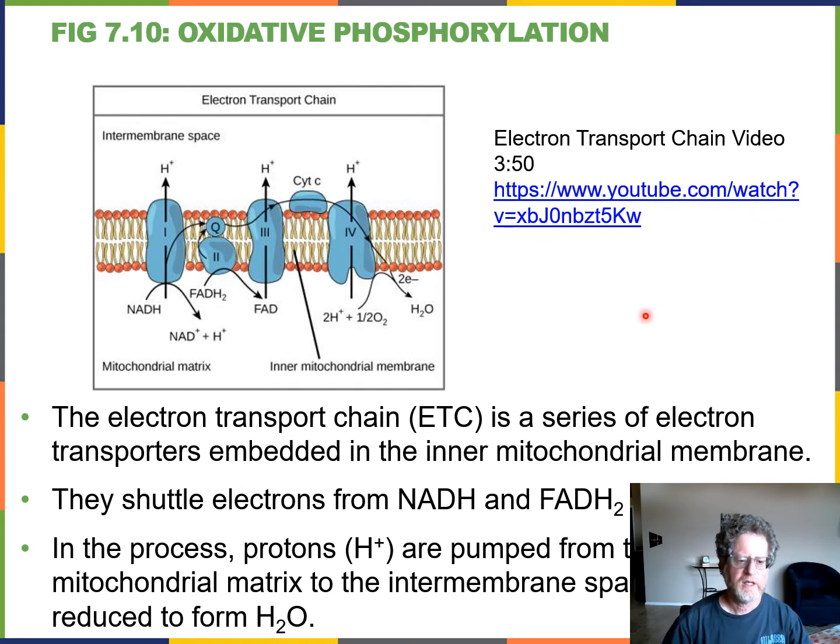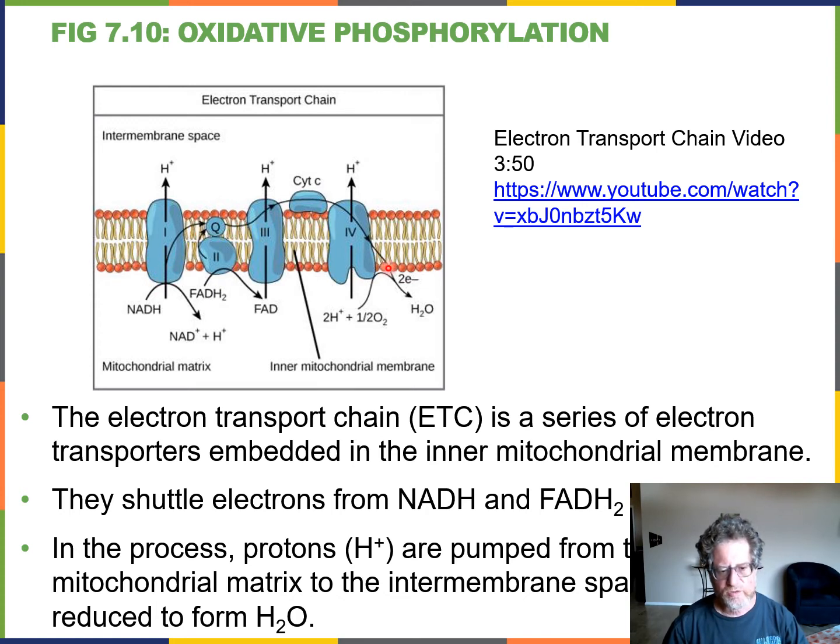Okay, so this is the inner mitochondrial membrane. Inside of it is the mitochondrial matrix. Outside of it is the intermembrane space, the space between the inner membrane and the outer membrane, which is up here but not shown. The NADH and FADH2 donate their electrons to proteins embedded on the inner mitochondrial membrane. There's a little electric current going on as the electrons are passed from one electron carrier to the next.